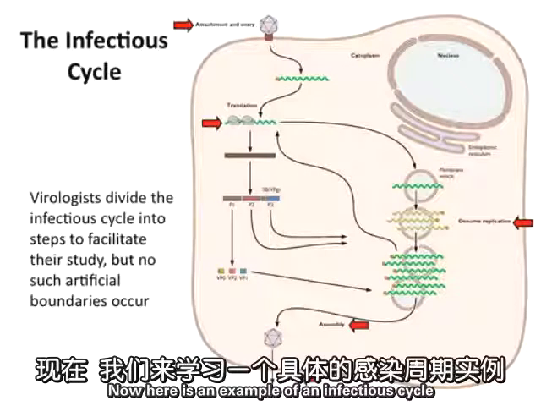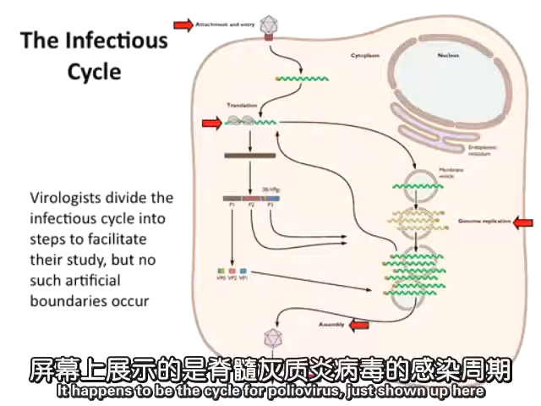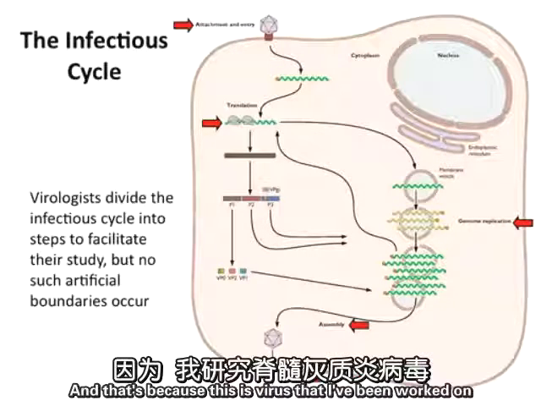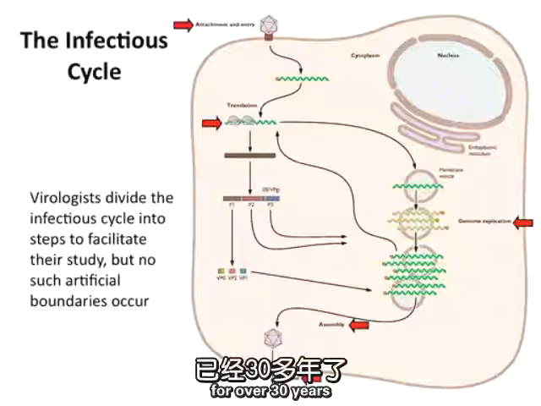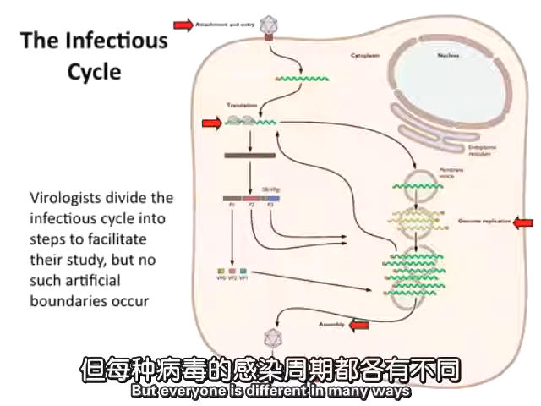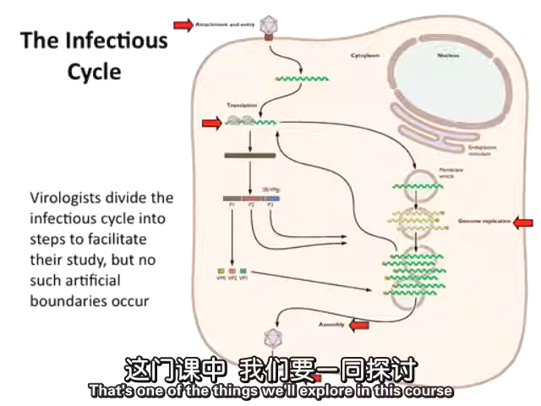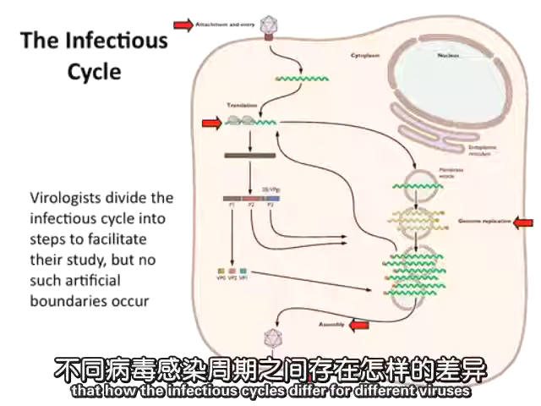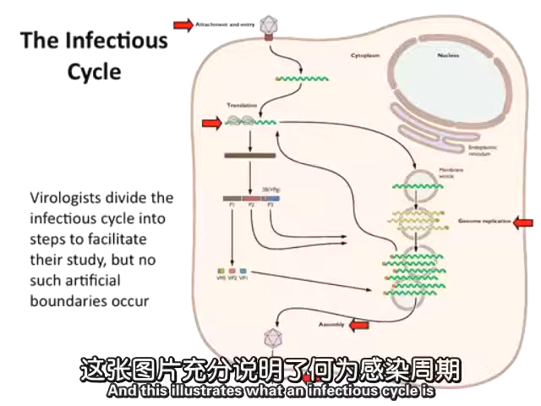Now here's an example of an infectious cycle. It happens to be the cycle for poliovirus, which is shown up here. That's because this is a virus I've worked on for over 30 years, so I have a little bias in showing it. But every one is different in many ways, and that's one of the things we'll explore in this course, how the infectious cycles differ for different viruses. And this illustrates what an infectious cycle is.